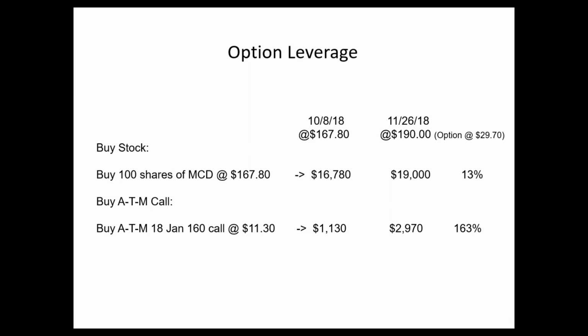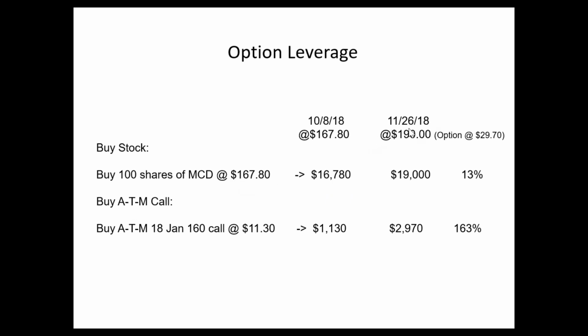Now let me talk a little bit about the leverage you can get using options. Let's say you buy 100 shares of McDonald's at 167.80. What you have to do is buy $16,780 worth of McDonald's shares.